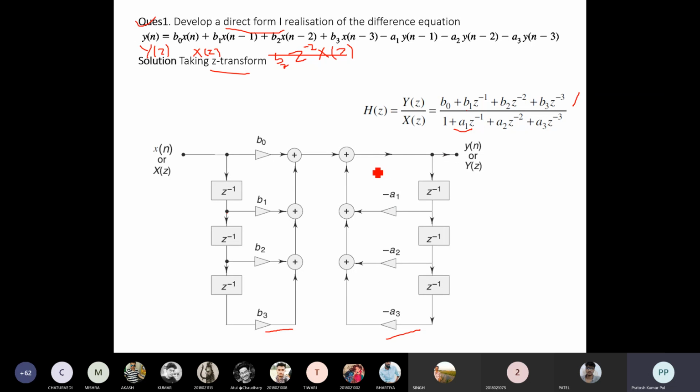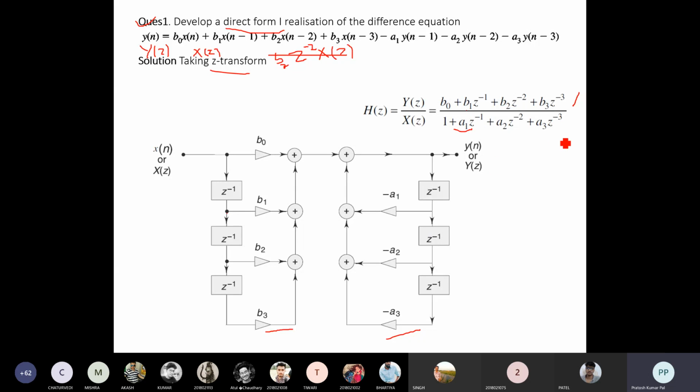So the poles will be realized. The first term will be the constant one. The second term will be z to the power minus 1, the delayed version, which will be multiplied by minus a1, because we have to take the minus sign. If there is no minus, then we will be considering a minus into the coefficient.